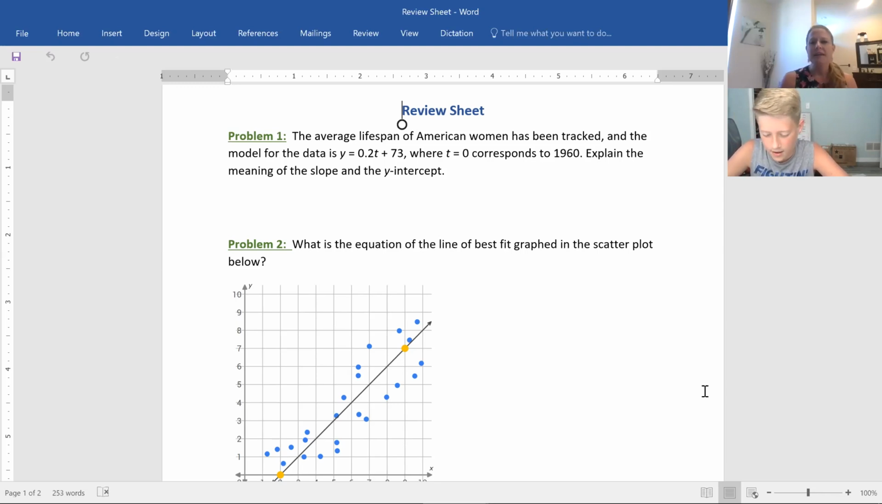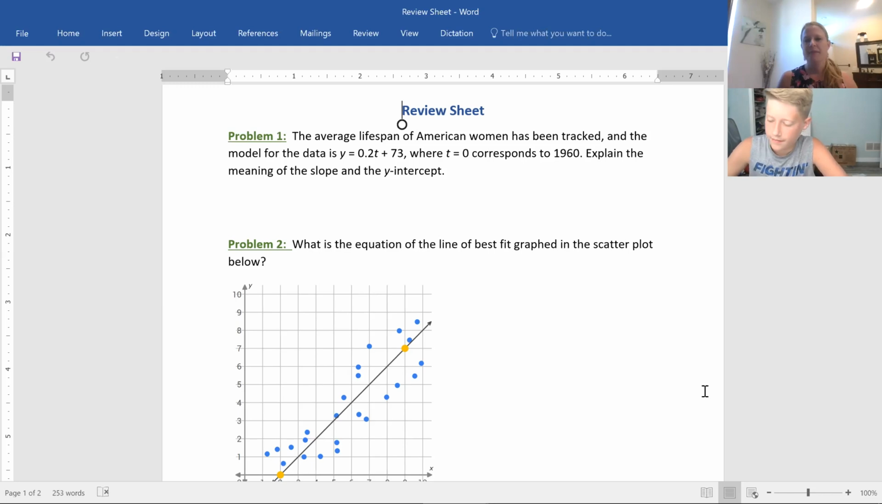But let's talk about what the slope and the y-intercept actually mean in the context of this problem. What number is the slope in this problem? 0.2. Okay, so what does 0.2 mean to us? Well, that's the amount a woman's lifespan would increase with each year. Okay, what is 0.2 of a year? How could we figure that out and put it in more relatable terms? That would be 2.4 months each year after 1960.